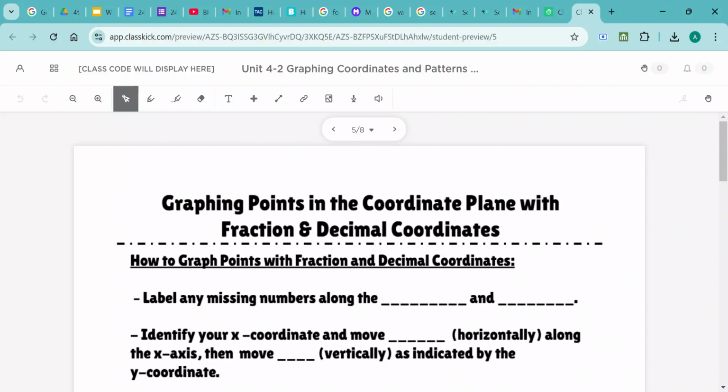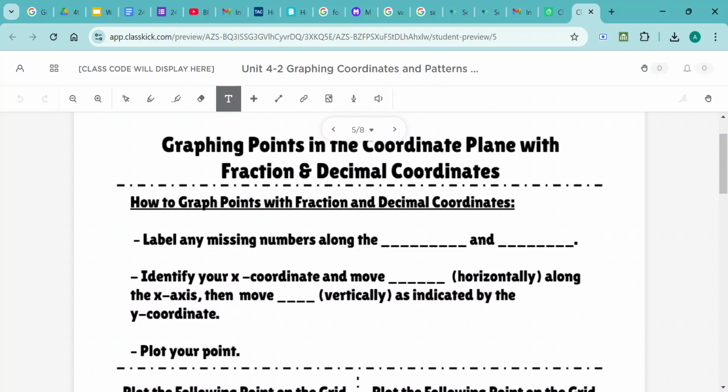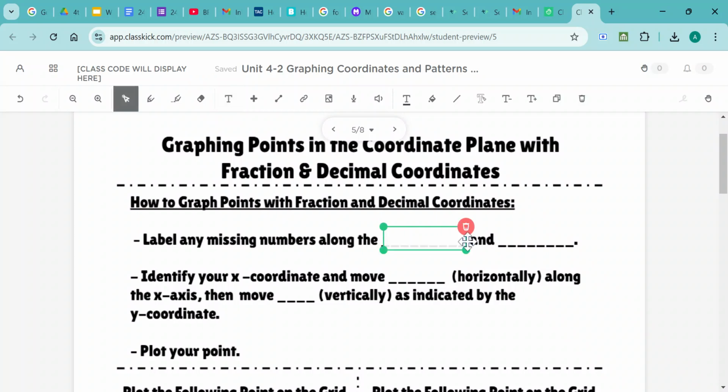So really the same. We just need to make sure we follow a couple additional steps if we have some numbers that have fractions or that have decimals in them. Okay. So the first thing we need to do whenever we have to graph points with fractions and decimal coordinates, we need to make sure that we label any missing numbers. And this is even if we don't have fractions and decimals, but we want to make sure if there's any blanks in our x and y axis, we need to label them. So step one, make sure you label any missing numbers along the x and y axis. And I'll show you what that looks like when we jump to our first practice problem.